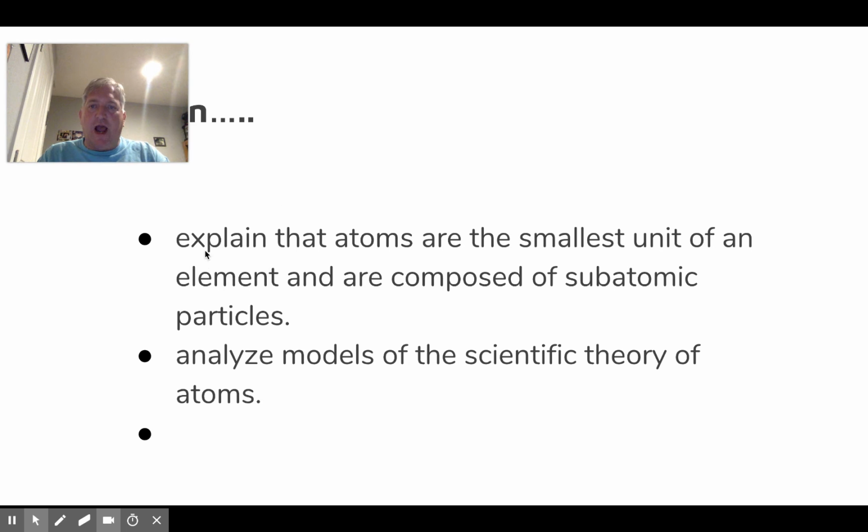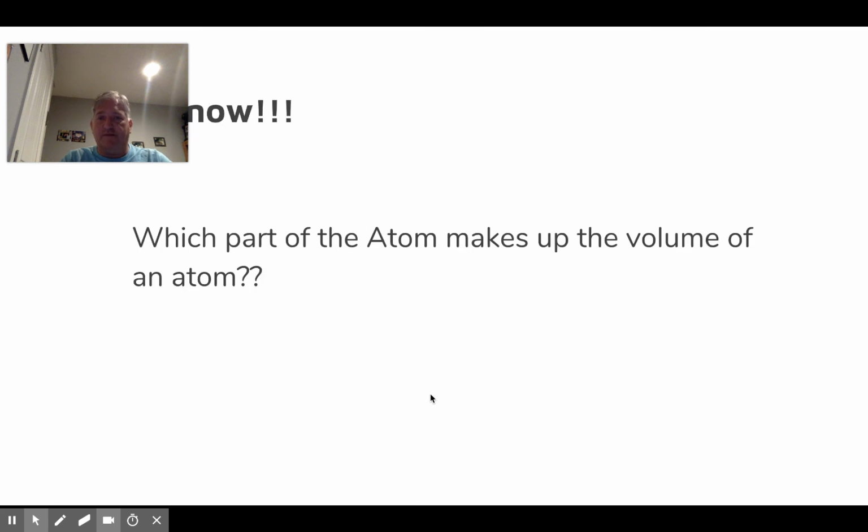So your I can, we've already talked about this in class, but again, if you were watching this for the second time: explain that atoms are the smallest unit of an element and are composed of subatomic particles, and analyze models of the scientific theory of atoms. So that was your do now from earlier today.